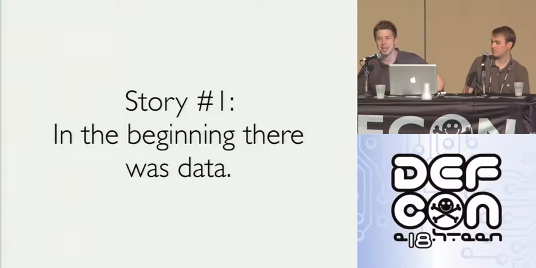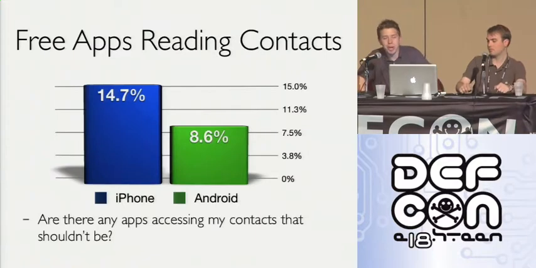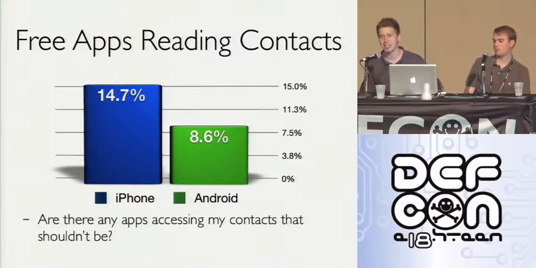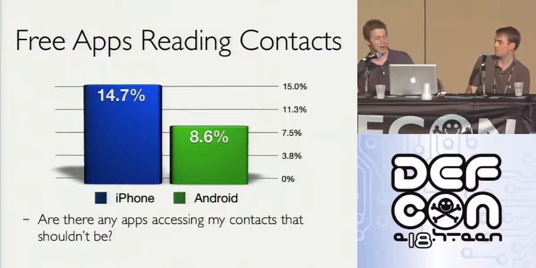So the first story is, in the beginning there was data. When we first got this data set, we were really excited, and we asked a first question: are there any applications that are accessing contacts on my device that maybe shouldn't be? And we were saying, oh yeah, we're going to find like 10 applications that stick out like a sore thumb. And it turns out that a very large number of applications access contacts on both platforms.